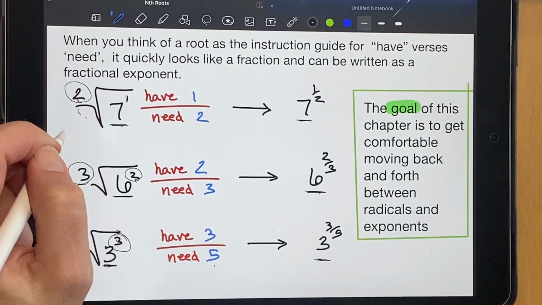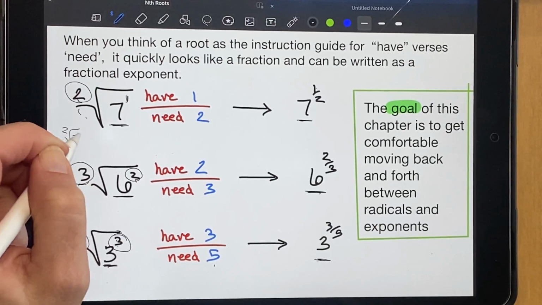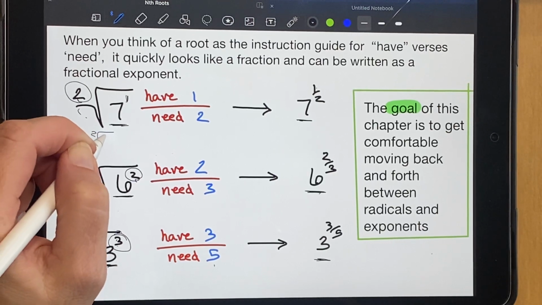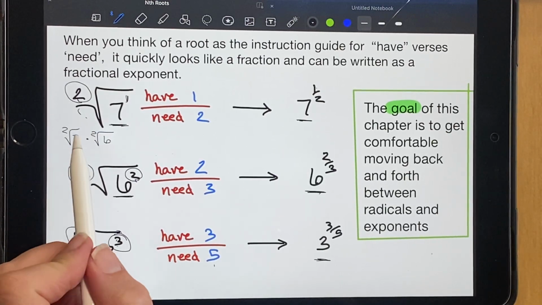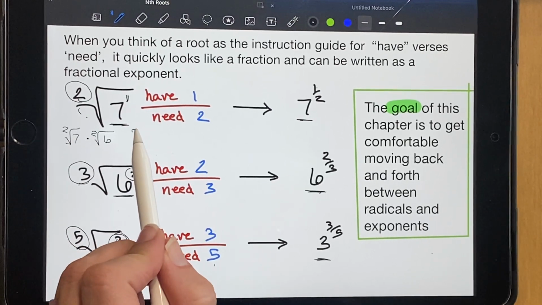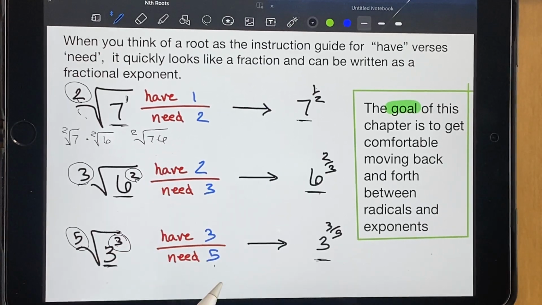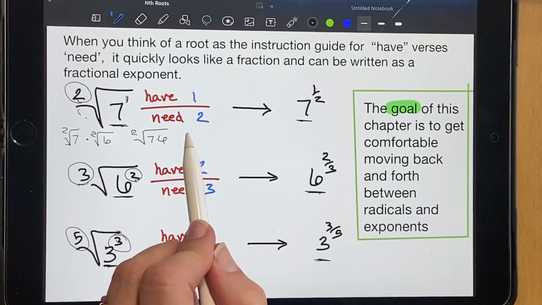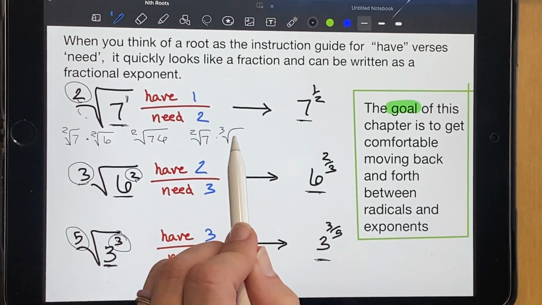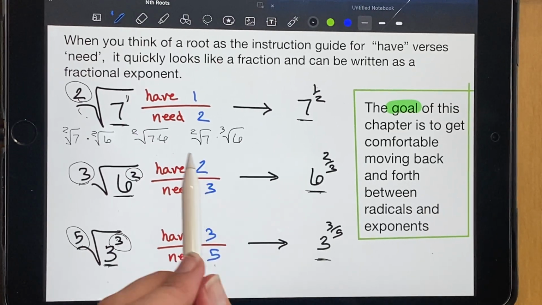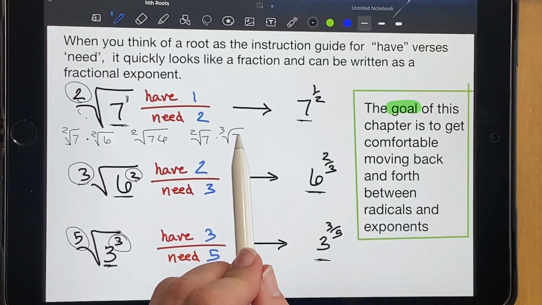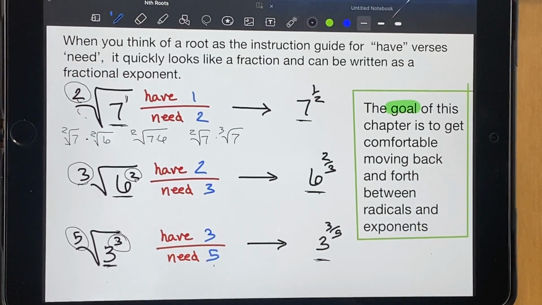If I was working with roots and I had the square root of 7 times the square root of 6, then I know, according to my root rules, that I can multiply these. And this would be the square root of 7 times 6. But if I have the square root of 7 times the cube root of 7, I cannot multiply those.